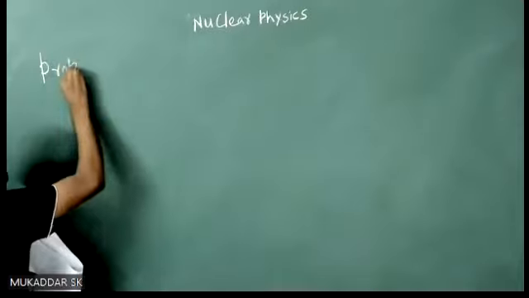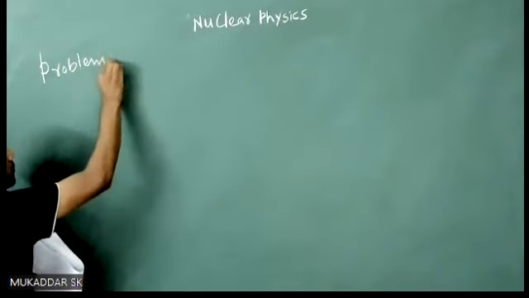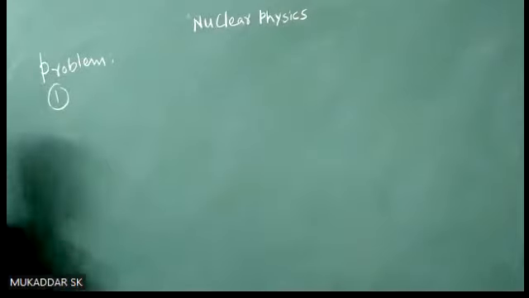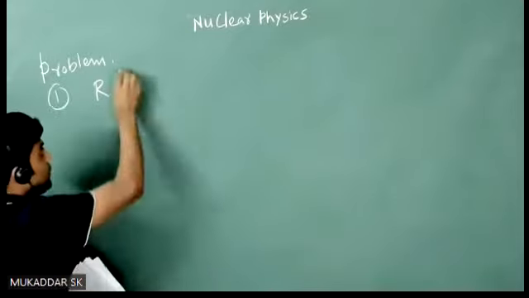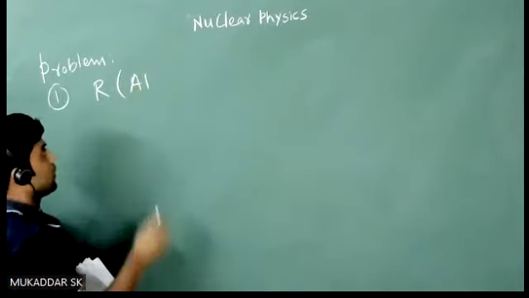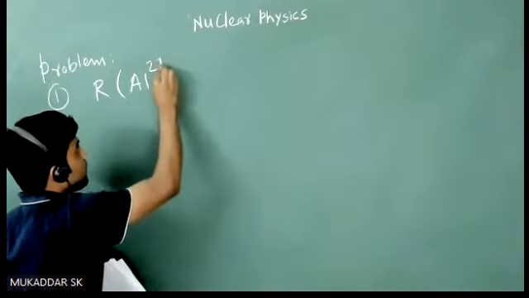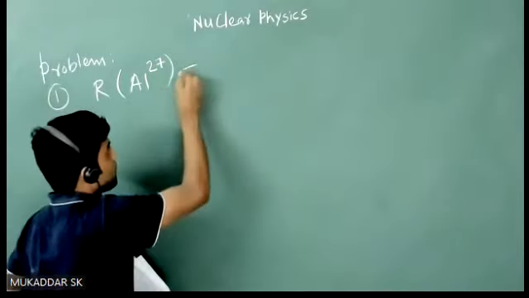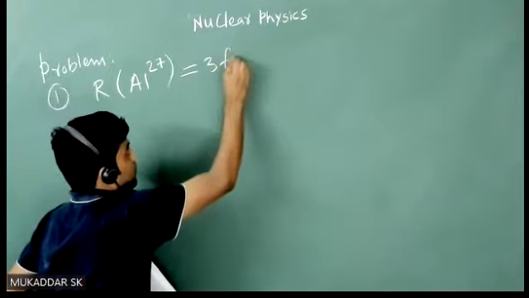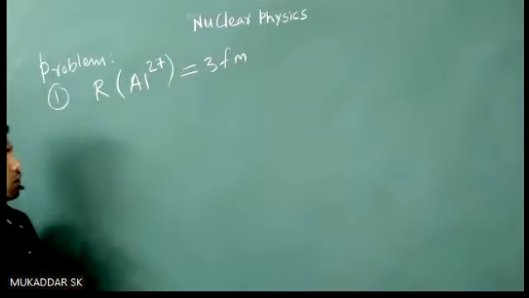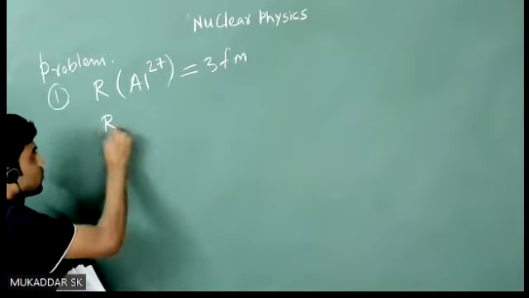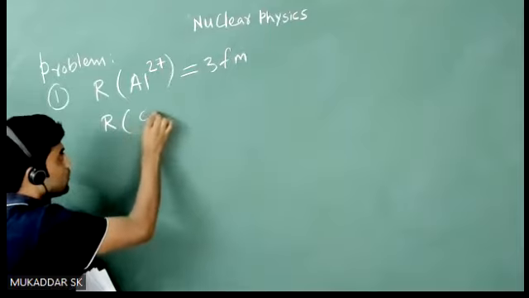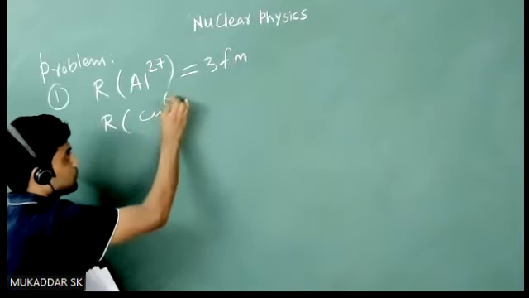The problem is: suppose the radius of aluminum nuclei is given. Aluminum, its mass number is 27 and its radius is given as 3 femtometer. So the radius of aluminum is 3 femtometer. Then how much will be the radius of copper? Its mass number is 64.